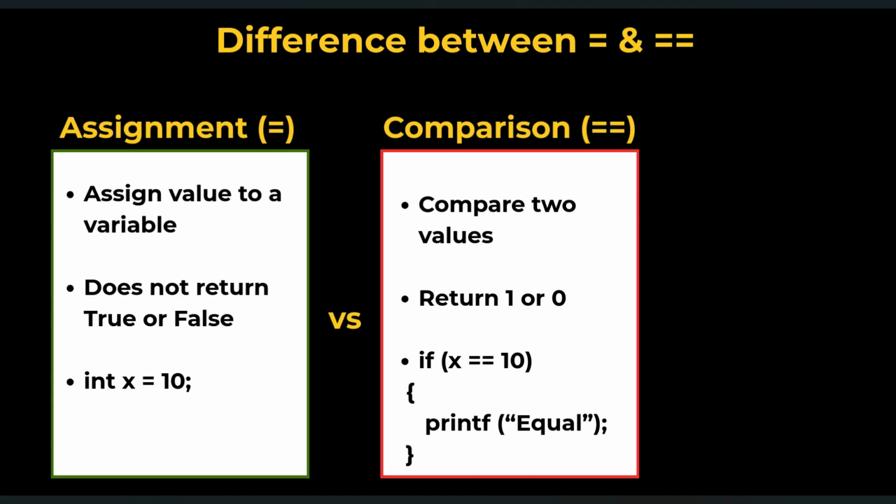Here comes the second question, that is difference between assignment operator and comparison operator. Simple question yet confusing. So, the assignment operator is used to assign a value to the variable, whereas comparison operator is used to compare two values. Assignment operator does not return true or false, but comparison operator returns either a 1 or a 0.